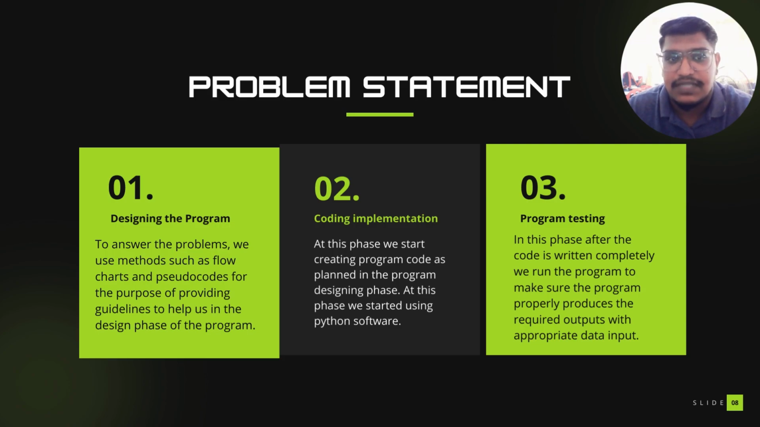The second one is coding implementation. At this phase, we started creating the program code as planned in the program design phase, using Python software. The third one is program testing. In this phase, after the code is written completely, we run the program to make sure it properly produces the required output and appropriate data input.